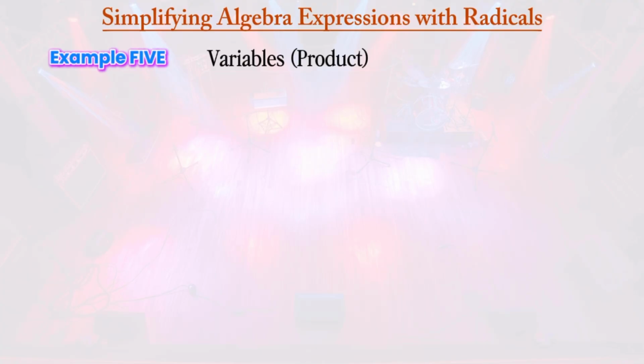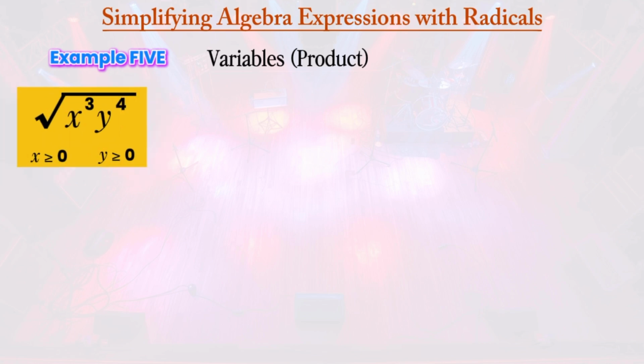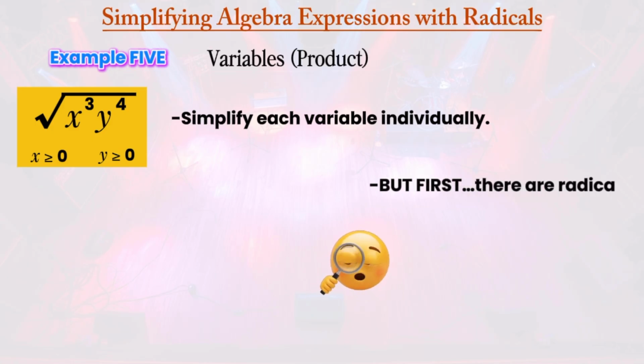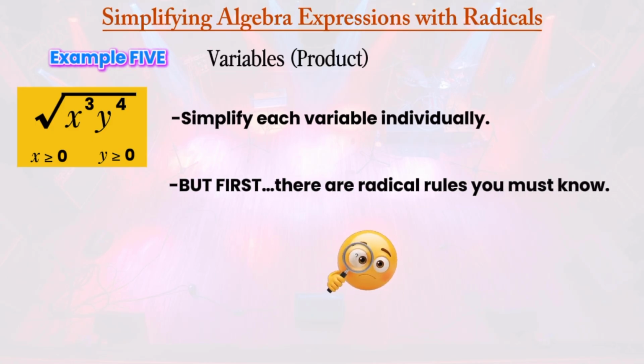Let's make it more interesting and use a product subject of 2 variables being square rooted. We're going to simplify the square root of x to the power of 3 times y to the power of 4. The easiest thing to do is to start with simplifying each variable individually. Now, before I continue, be very cautious of the subject with a few simple rules.